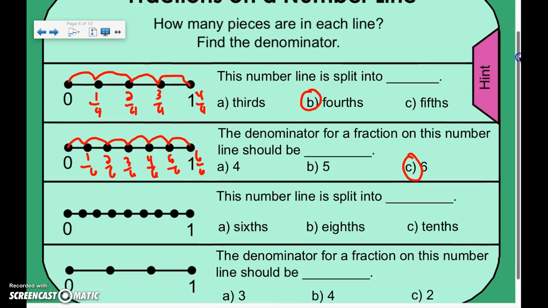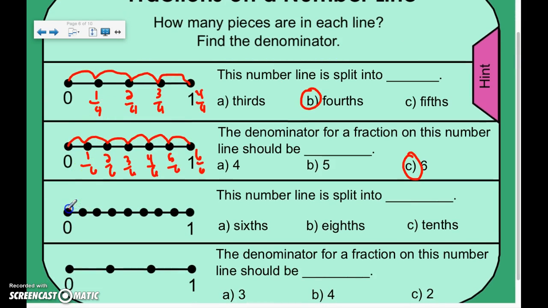Let me scoot this down a little bit. This is going to be 1, 2, 3, 4, 5, 6, 7, 8 jumps. This is 1/8, 2/8, 3/8, 4/8, 5/8, 6/8, 7/8, and 8/8 is 1 whole. So this number line is split into eighths.